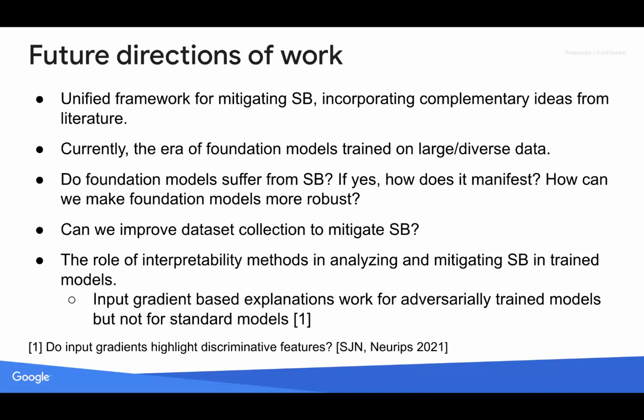And finally, one way to use simplicity bias is also to perhaps use interpretability methods to identify what are the simplicity biases that the model suffers from, and then using that to do a more thorough collection of data sets and more diverse data sets, which can then further mitigate simplicity bias.